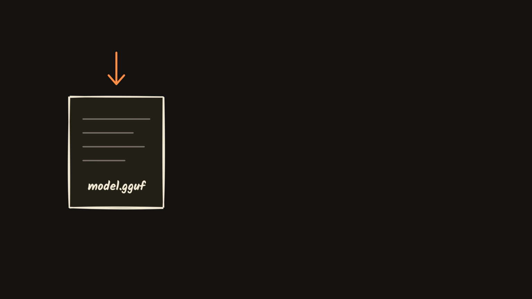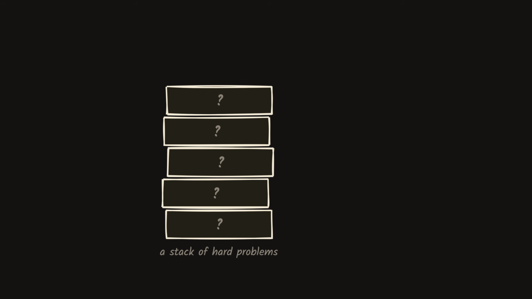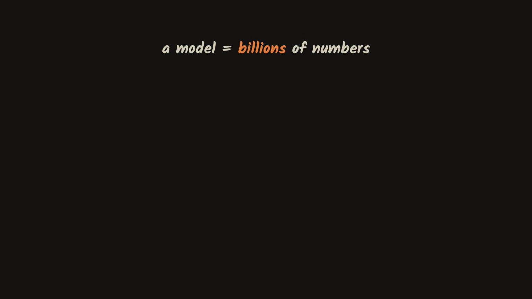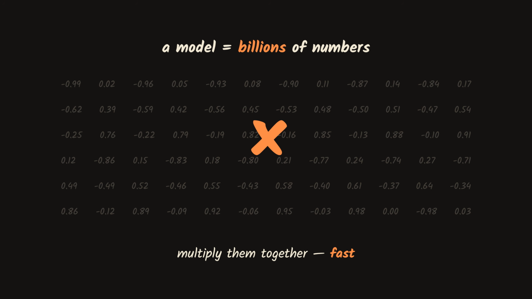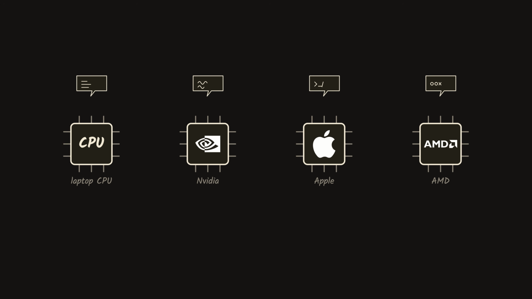Because turning a downloaded model into a working chatbot or an agent that actually does things for you is a stack of hard problems, and Llama.cpp solves every one of them. Start at the bottom. A model is just billions of numbers, and running it means multiplying those numbers together fast on whatever chip you happen to own. A laptop processor, an NVIDIA card, an Apple chip, an AMD one. Each one speaks its own language, so each needs its own handwritten code to run fast.